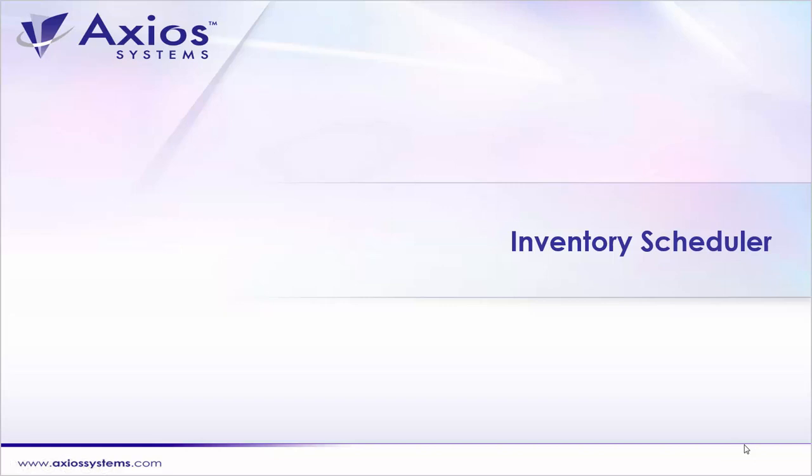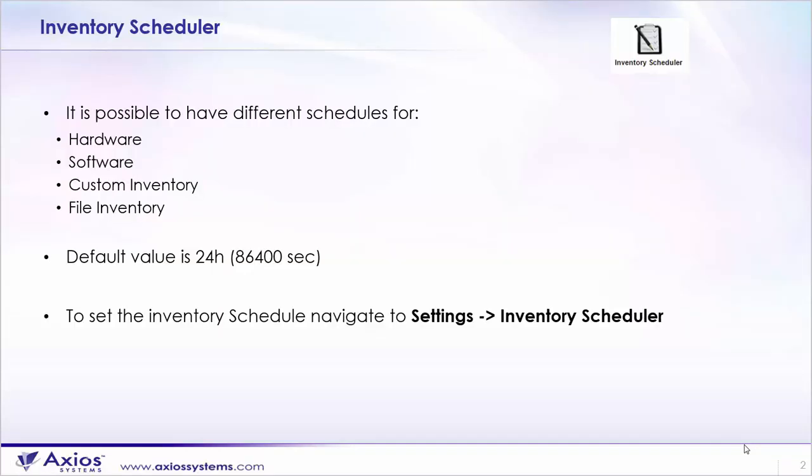Inventory scheduler. It's possible to have different scanning schedules for hardware, software, custom inventory, and file inventory. The default value is 24 hours or 86,400 seconds. It means the scan for any new hardware, software inventory will happen every day. We set it once, it's set.